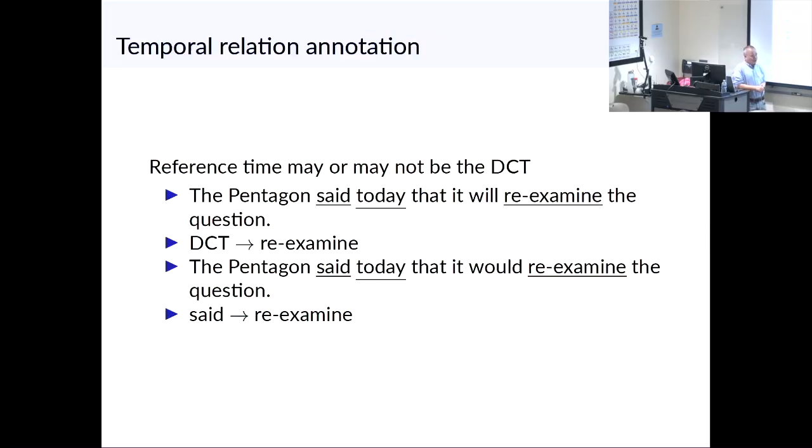This is a clear example. There are a lot of cases where there are multiple events which can potentially set up a reference time for a later event. I would say 80% of the time it's clear which one you should choose. Here, 20% of the time it's really hard to determine which one it should be.